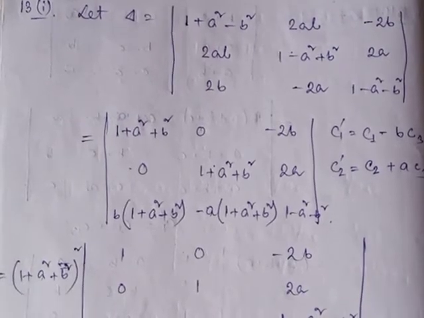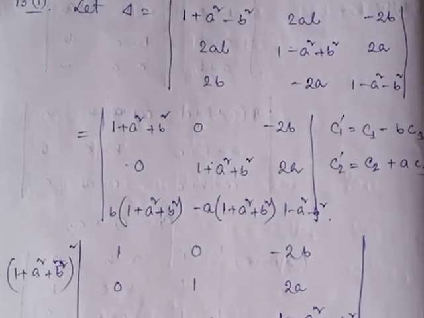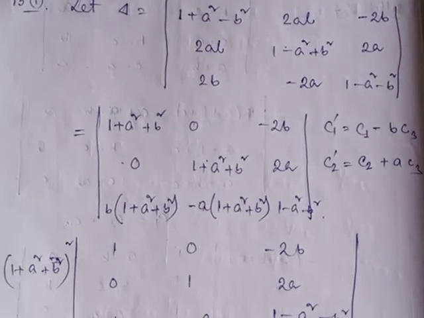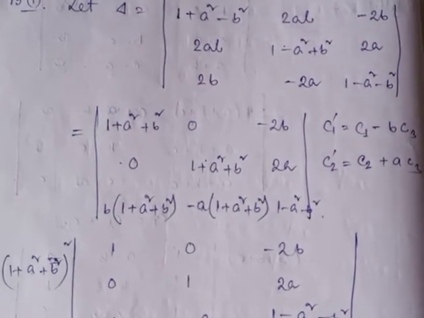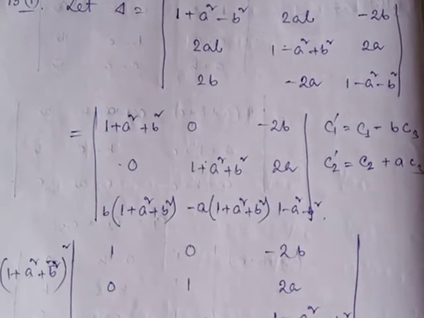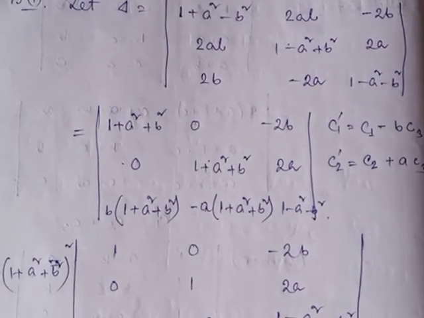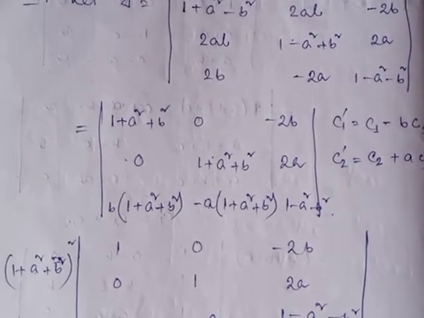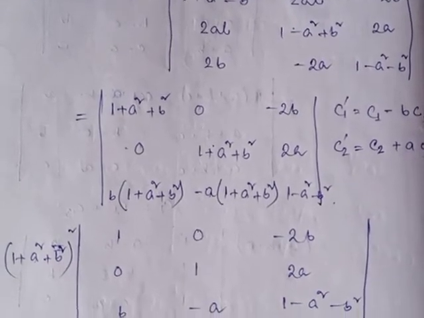So now applying C1 dash equals C1 minus b C3 and C2 dash equals C2 plus a C3, then we get 1 plus a square plus b square, 0, b into 1 plus a square plus b square; then 0, 1 plus a square plus b square, minus a times 1 plus a square plus b square; and minus 2b, 2a, 1 minus a square minus b square.